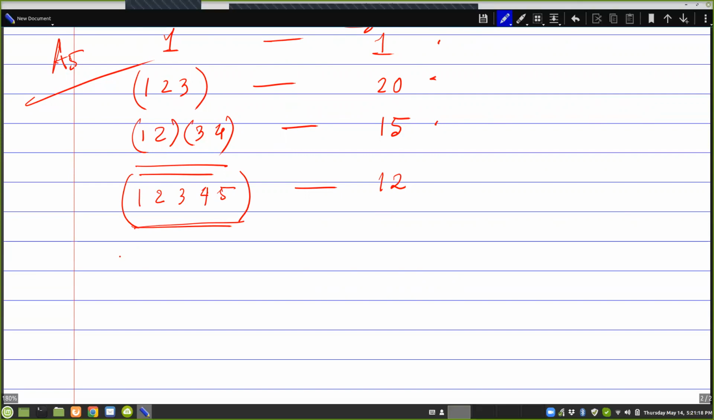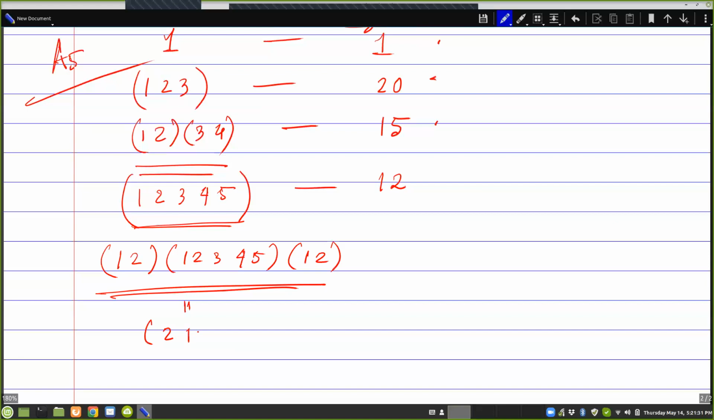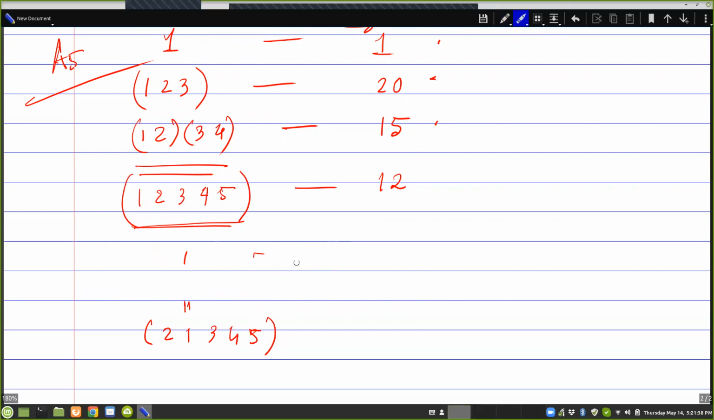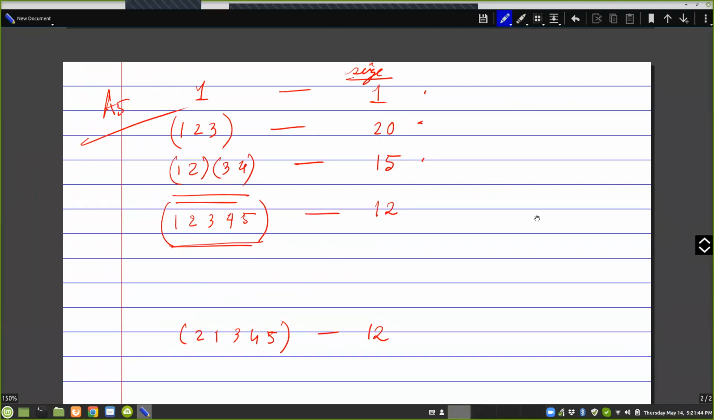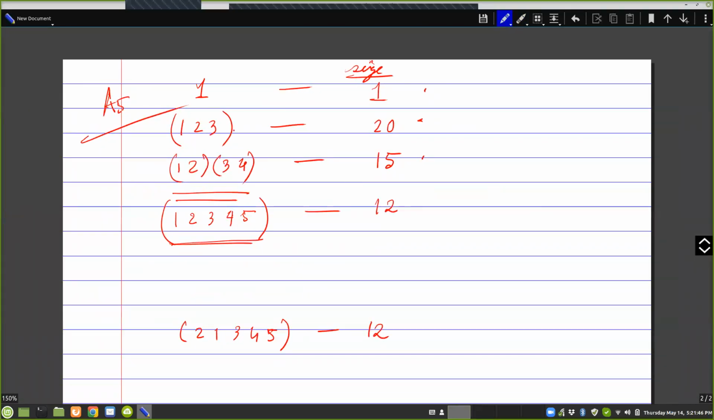So the other conjugacy class will be simply the class of (1 2)(3 4 5), and the conjugacy class of this one is easily seen to be (2 1 3 4 5). Let's just erase the irrelevant ones. So this gives me another conjugacy class inside A5. Thus A5 has 5 distinct conjugacy classes.